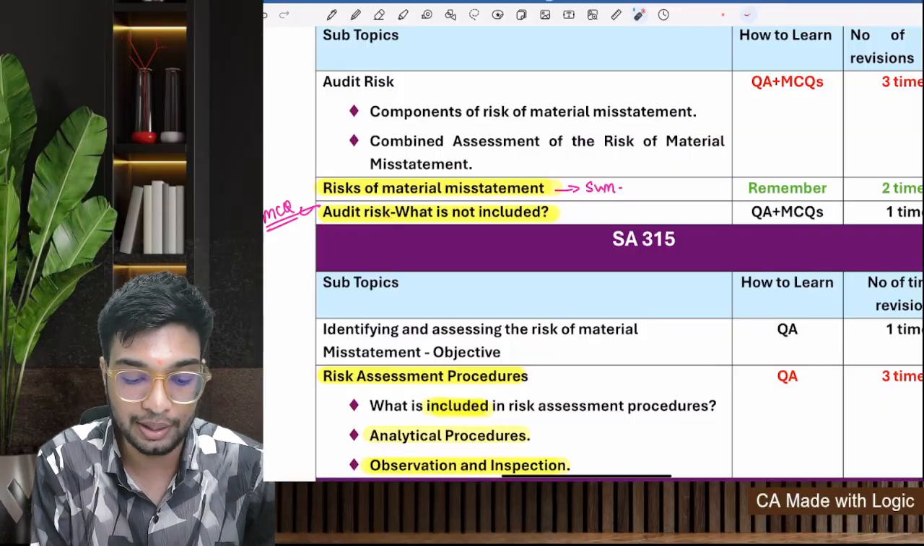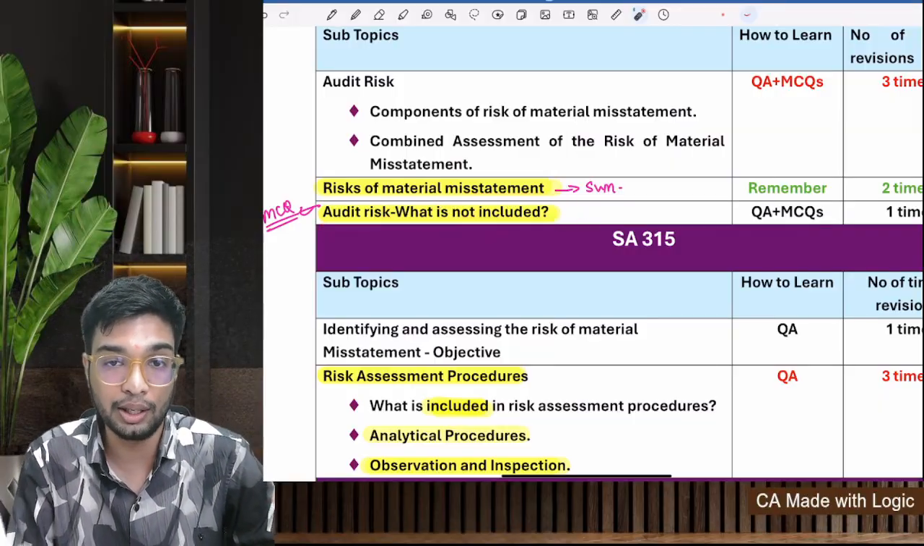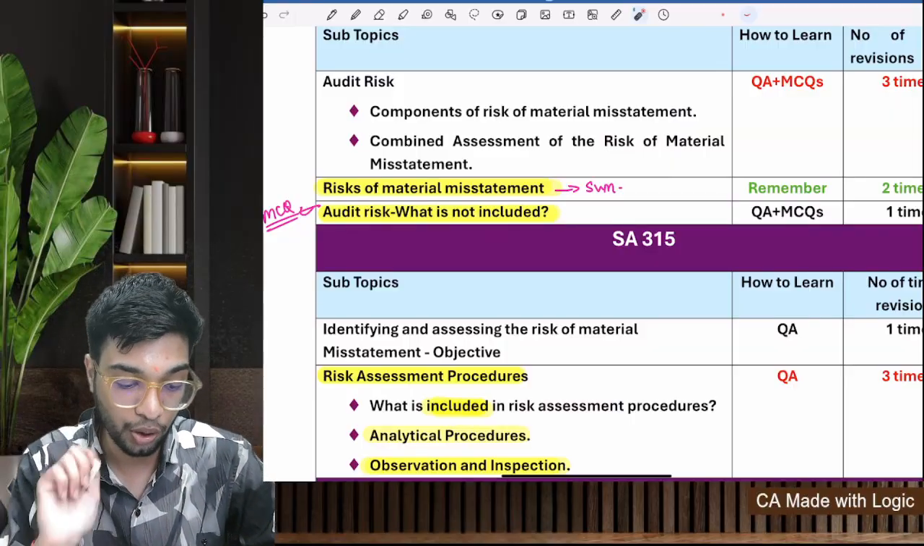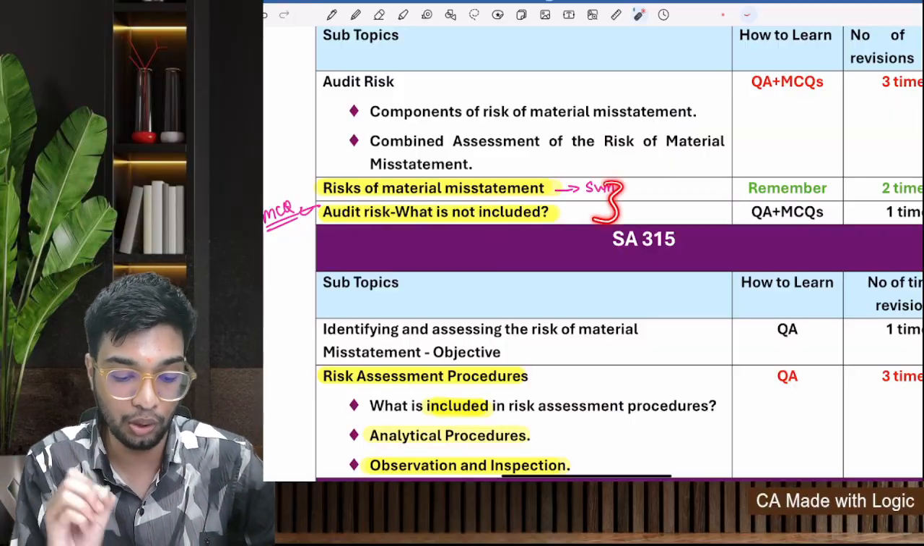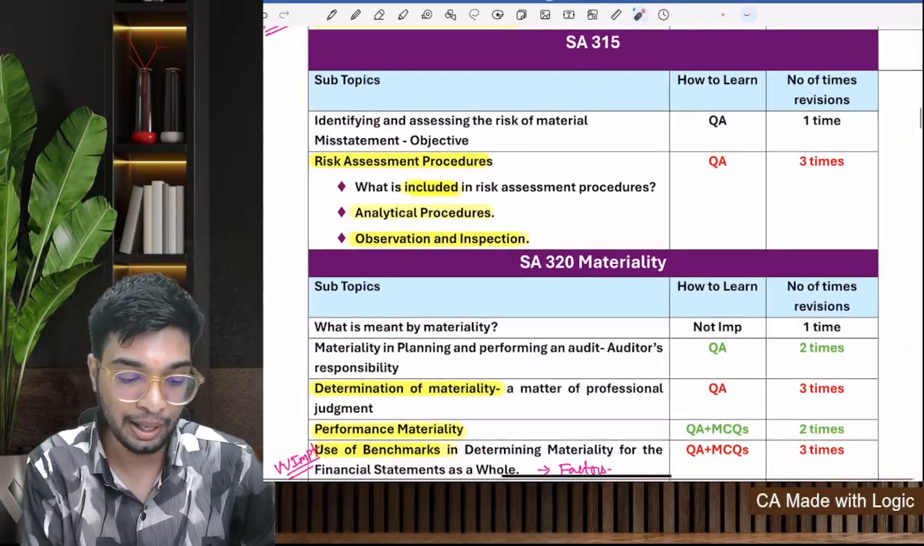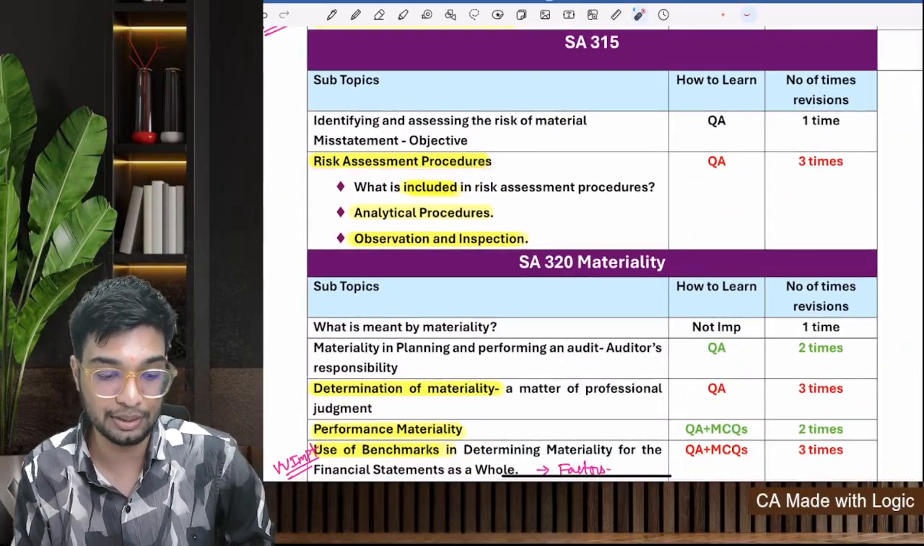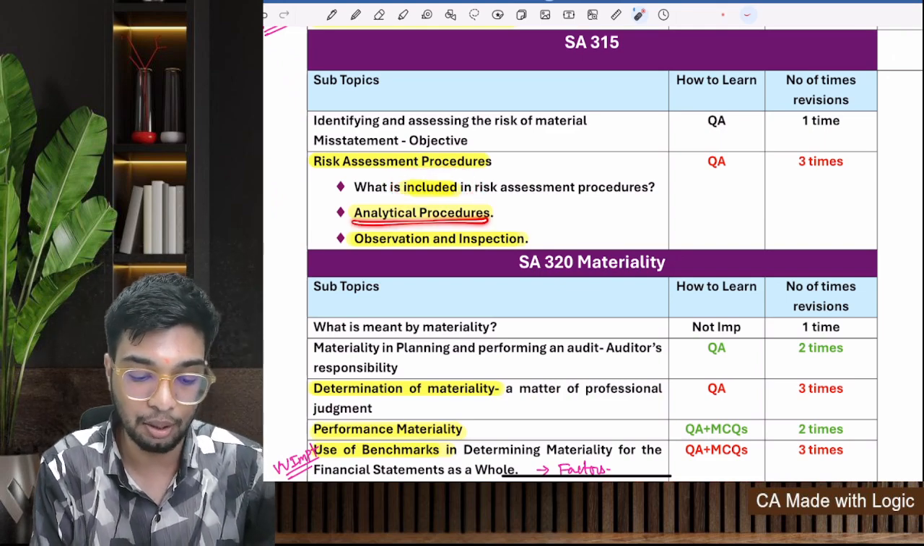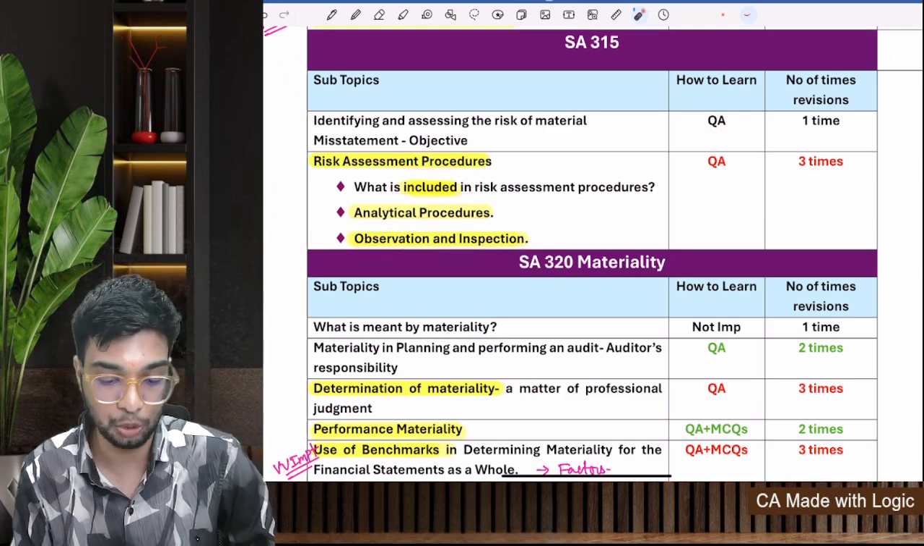And what is audit risk, which is not included. Under audit risk, watch, there are 2 points which are not included in audit risk. These 2 points you need to learn from the MCQ point of view. Then I have highlighted what is the risk assessment procedure, what all things are being included, what is analytical procedure, what is observation and inspection.